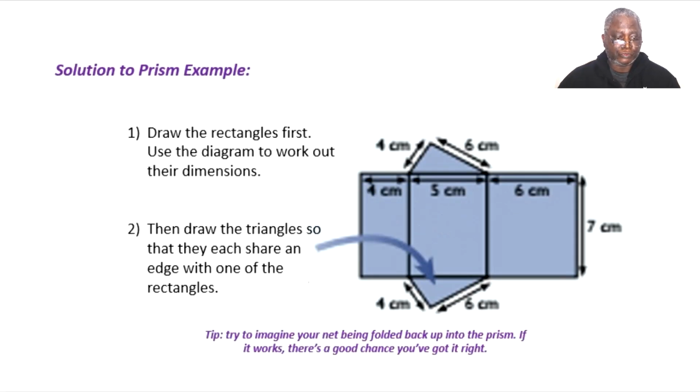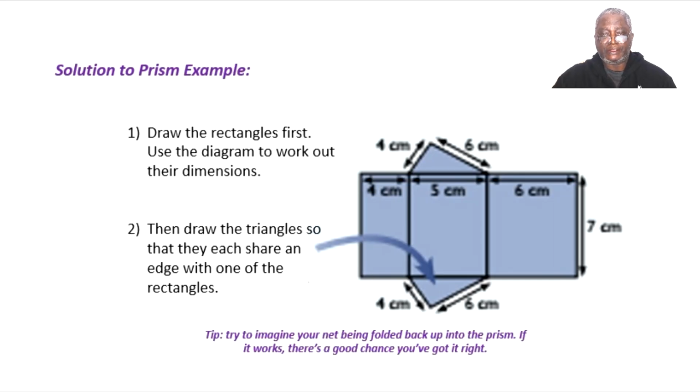The solution. Draw the rectangles first. Use the diagram to work out their dimensions. Then draw the triangles so that they each share an edge with one of the rectangles. The dimension will tell you the size of the prism. Try to imagine your net being folded back up into the prism. If it works, there is a good chance that you've got it right.